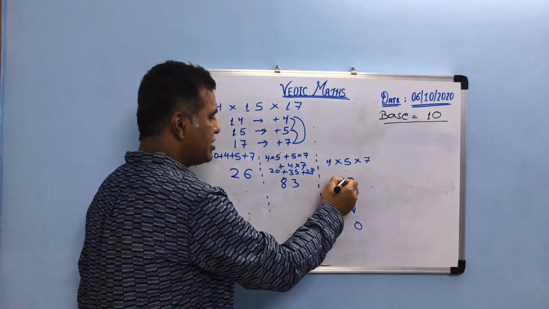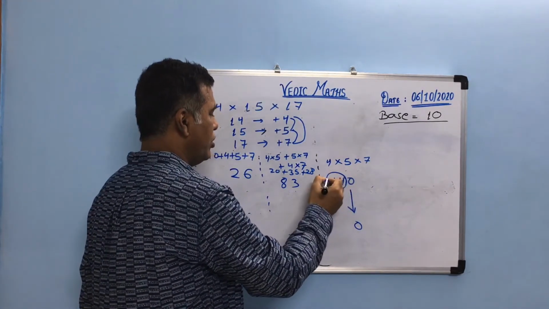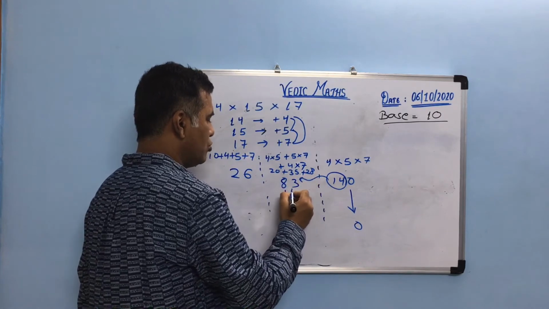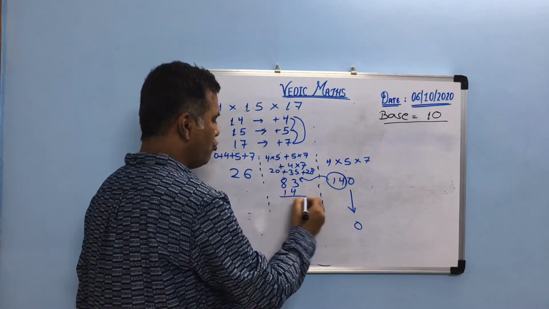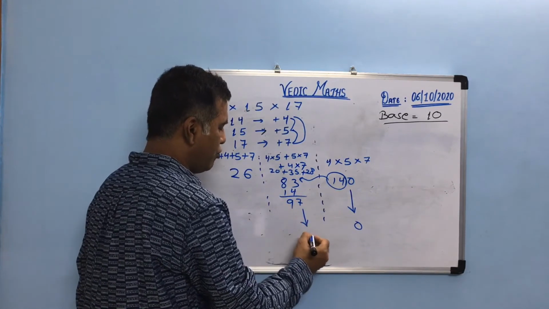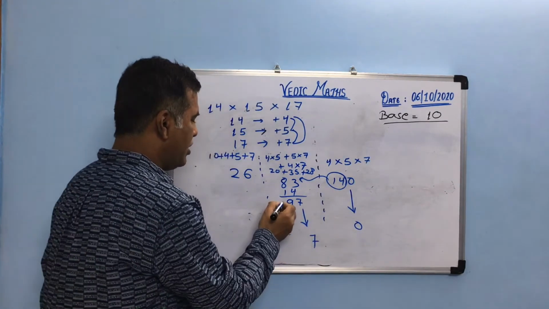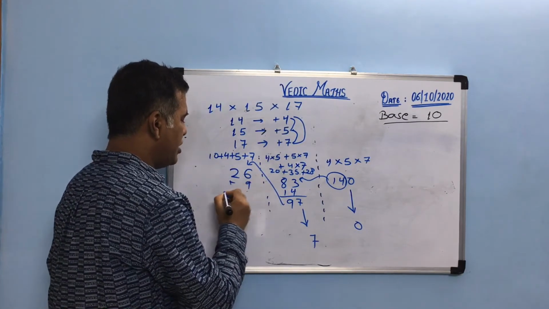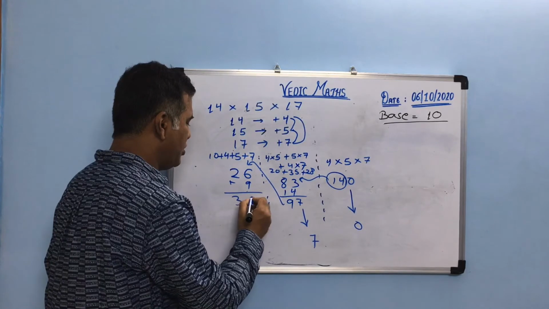Okay, and next we will take the other things to the next column. So here 14 will come. So 4 and 3, 7, 8, 1, 9. So from here we will take 7 only. Then this 9 again we will carry forward. So here plus 9, 26 plus 9, that will be 35.